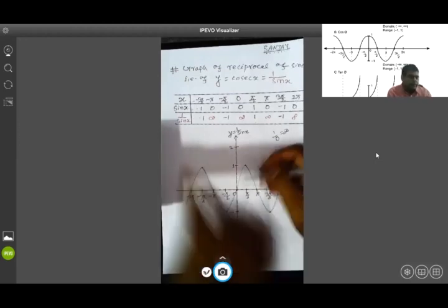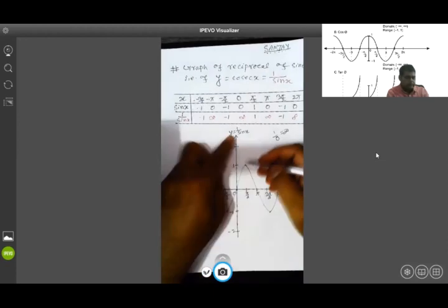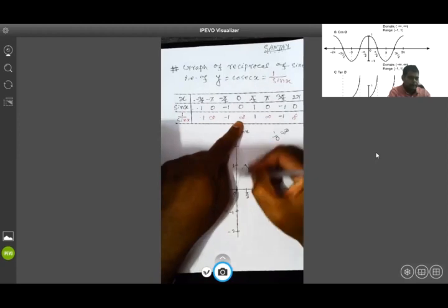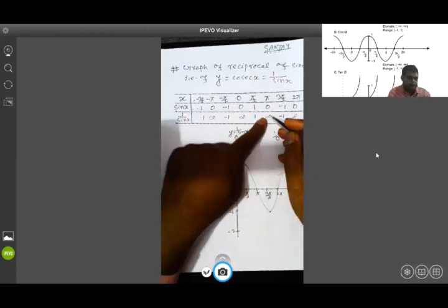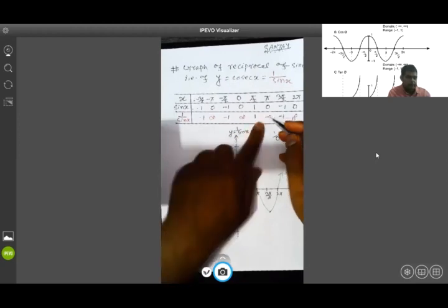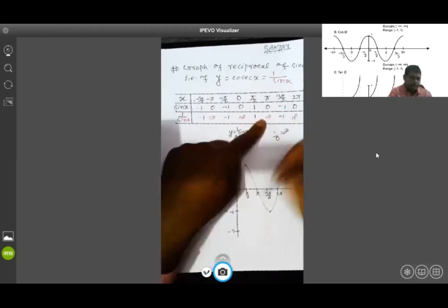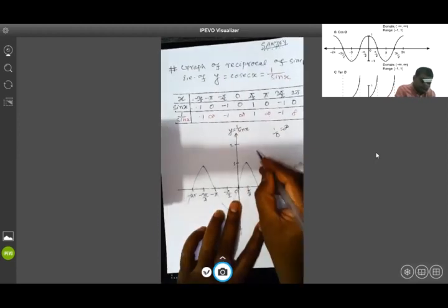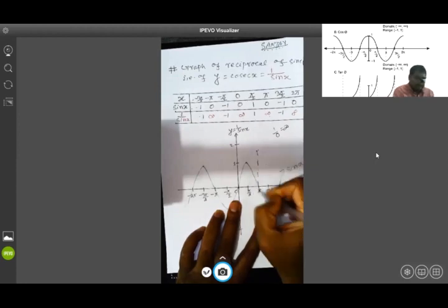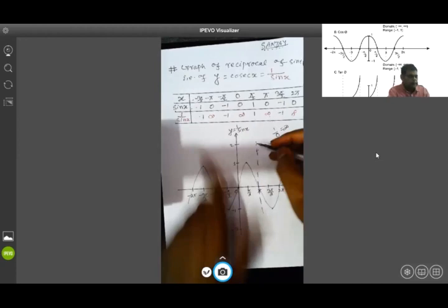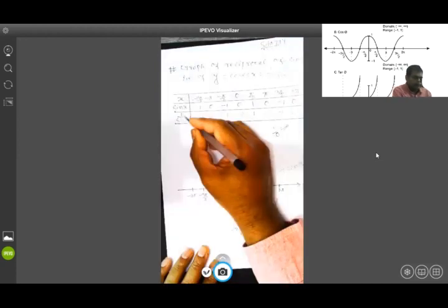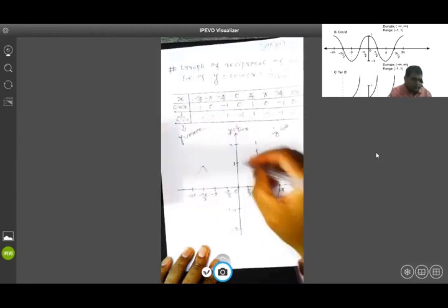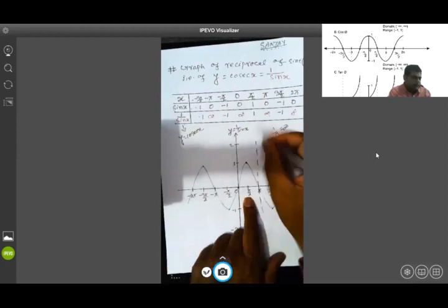Now you can see for 1 by sine x, the curve goes towards negative infinity at x equal to 0. That means this is one line of asymptote. And again it goes towards infinity at x equals pi. So x equals 0 and also x equals pi are the lines of asymptote for y equals 1 by sine x, or y equals cosec x.